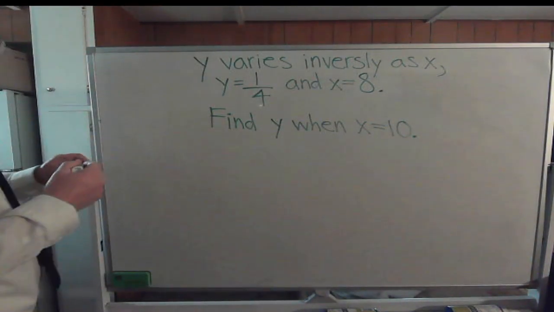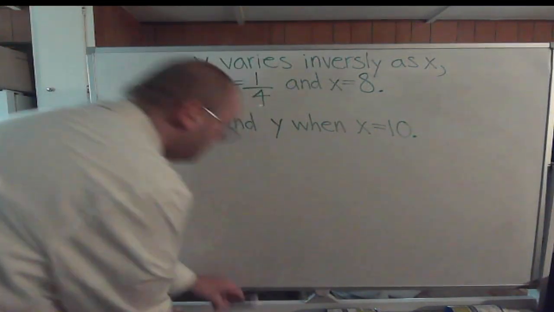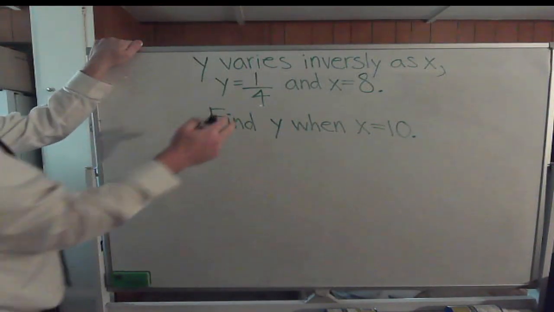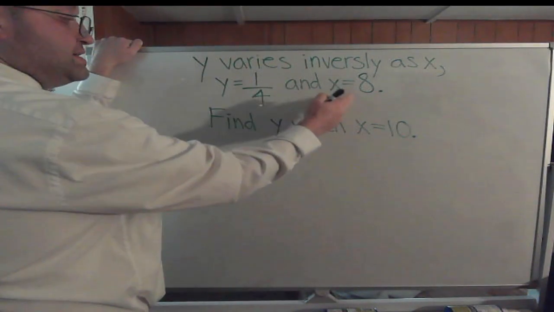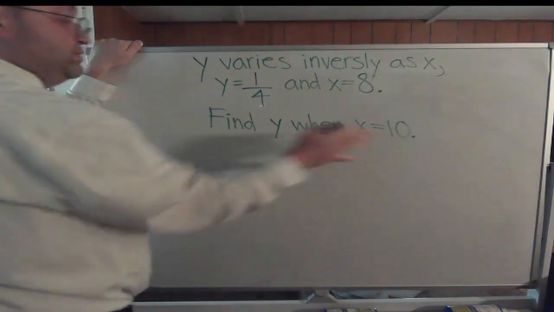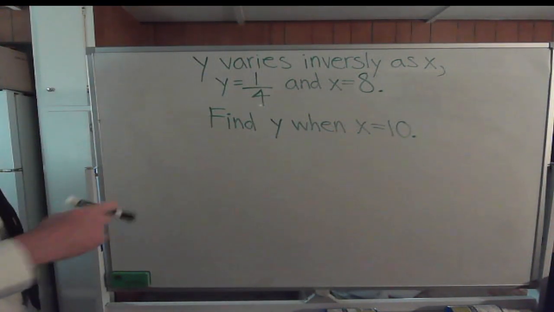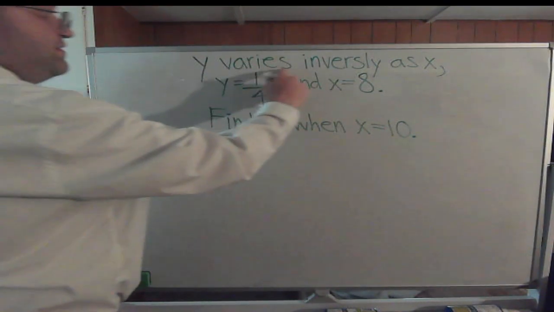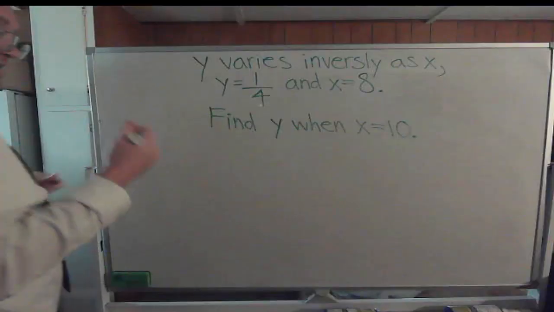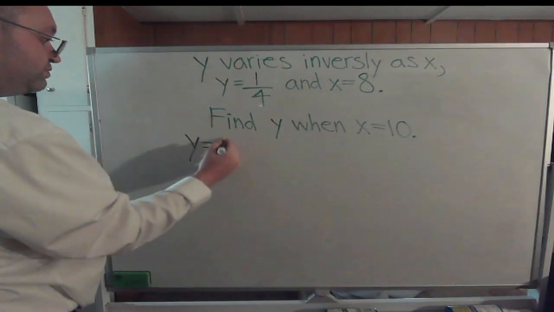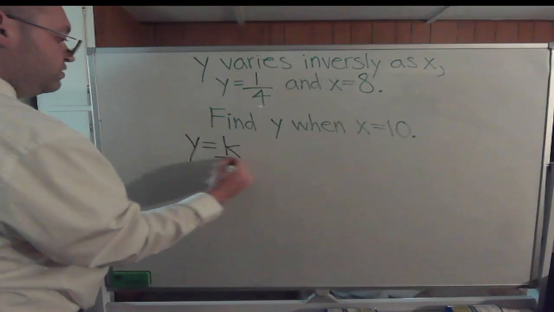Alright, so we have the following problem. Y varies inversely as x, where they give you the value y equals 1/4 and x equals 8. Then they want you to find y when x equals 10. So, again, forget the last sentence for a minute. Focus first on y varies inversely as x, so go ahead and set up that equation. Y varies inversely as x means y equals k over x.